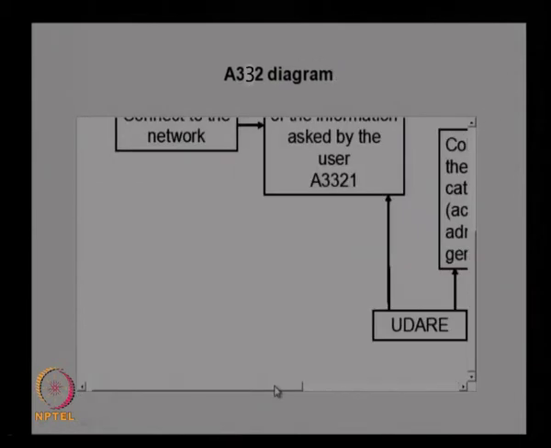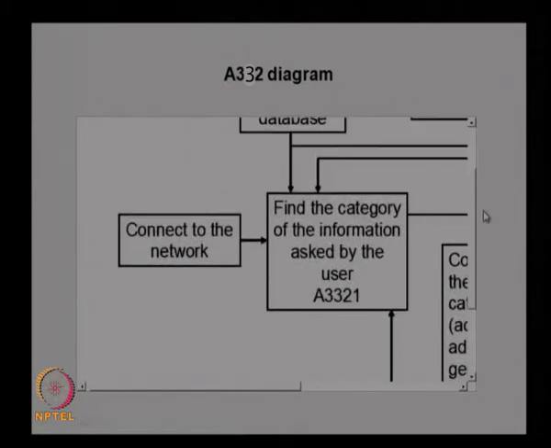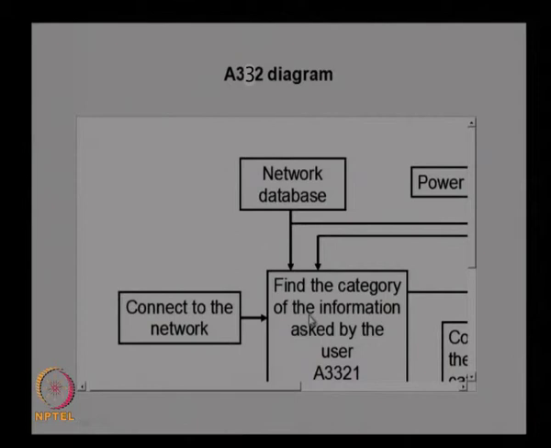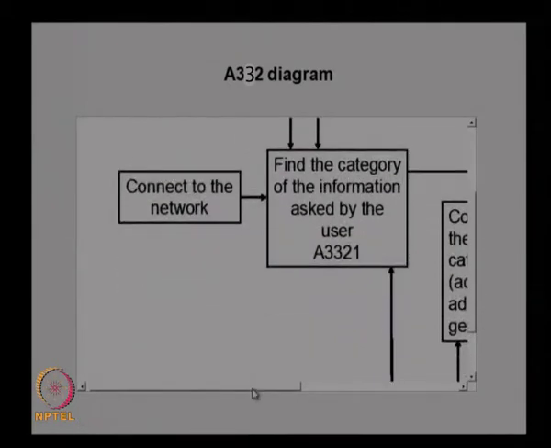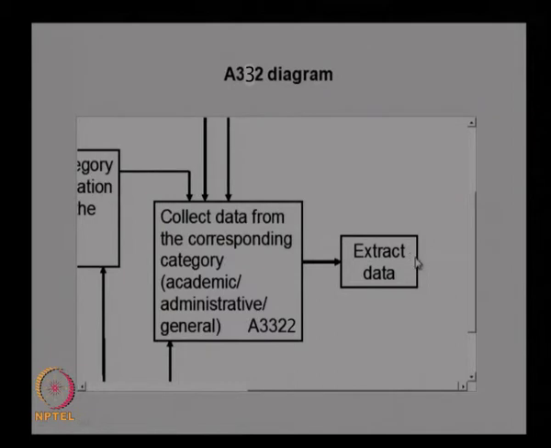This is the A32 diagram. Here this function is decomposed further: find the category of information asked by the user, then collect data from the corresponding category, and extract the data and give it as an output.